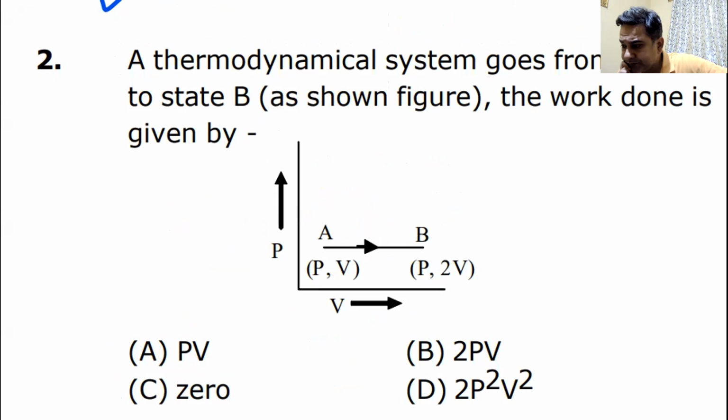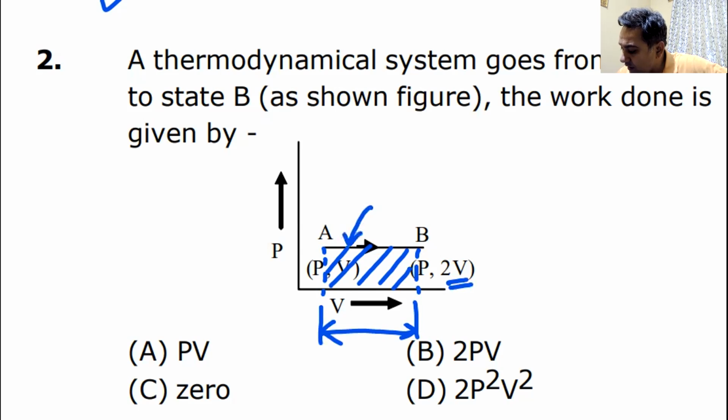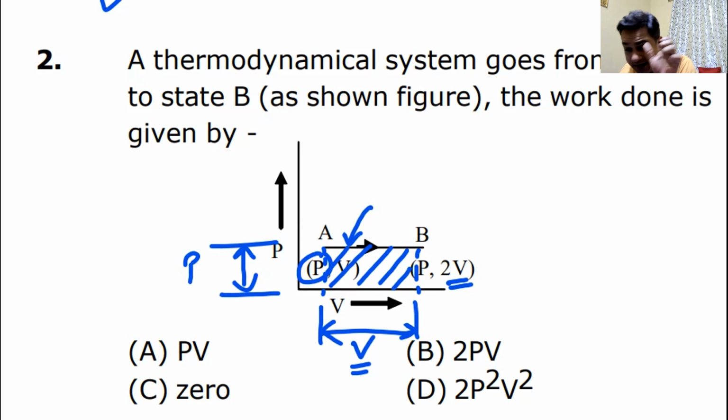How do I get this? To find the work done in this process, I have to find the area under this graph. The area under this graph is this hashed region that I have drawn. You have to find out the area of this. To find the area, I must find out this length. This is 2V and this one is V, so this becomes V. Then I have to find out this length. One point is 0, the other point is P, so the length is P. One length is P, the other length is V. The area becomes PV. Do we understand this? That is how you find out the area under this graph.